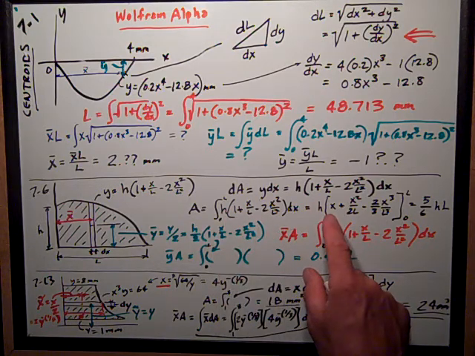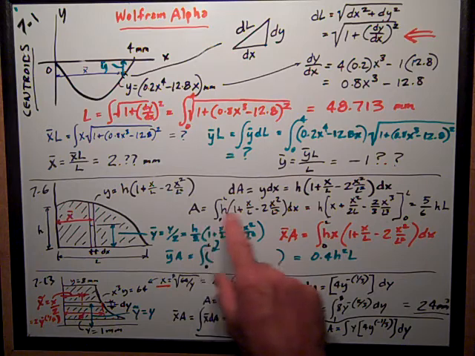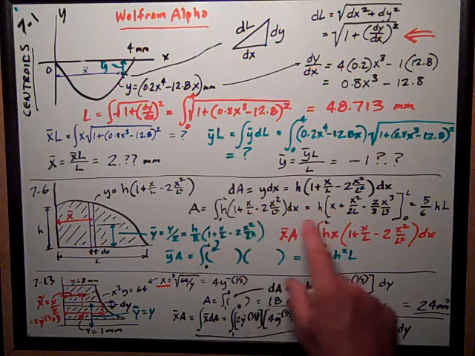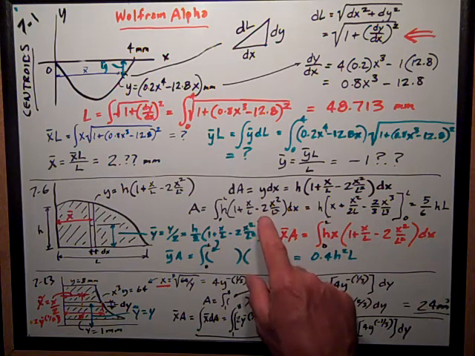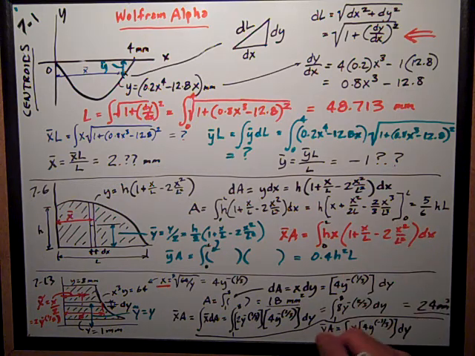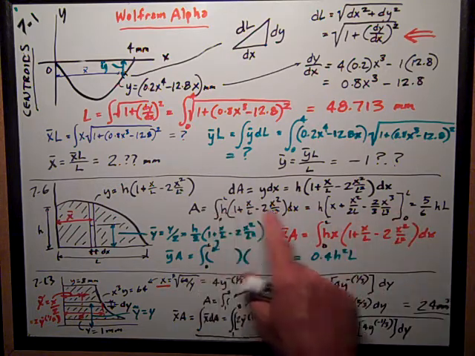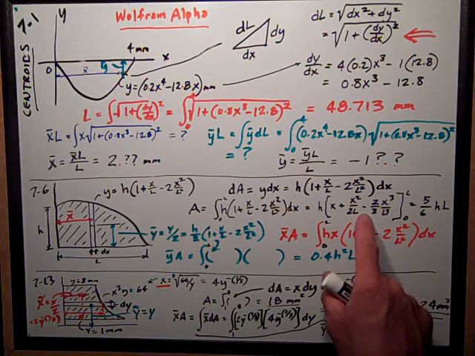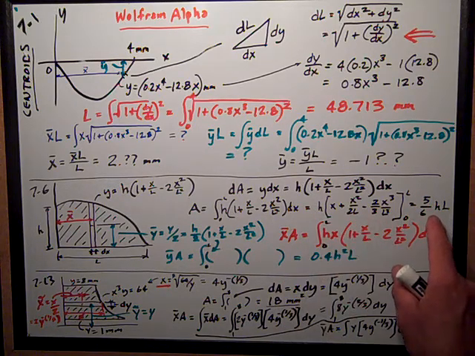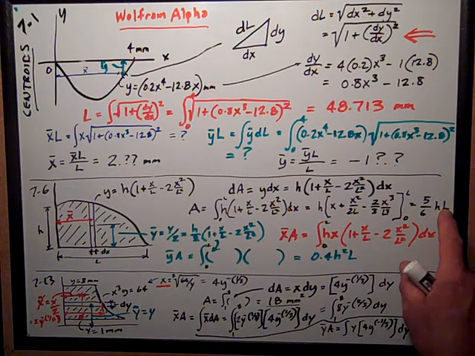The integral is equal to h times everything. Integral of 1 is x. The integral of x over L is x squared over 2L. The integral of 2x squared over L squared is 2/3 x cubed over L cubed. Remember that the integral of x to the n is x to the n plus 1 power divided by n plus 1. So you can do all the math, integrate it from 0 to L, and you get that the area is 5/6 h times L.